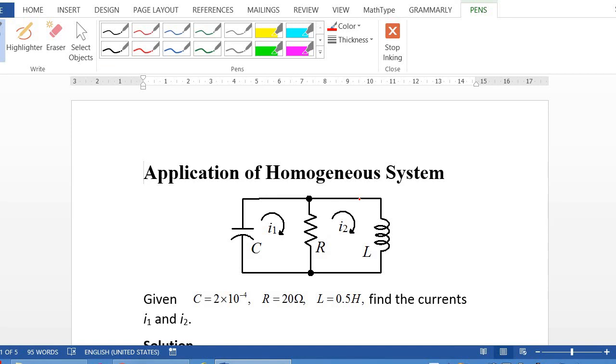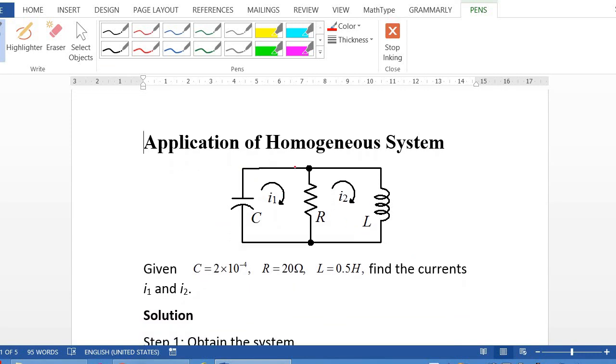Today I'm going to talk on the application of the homogeneous system. For example, from this given network circuit, which consists of the left loop and the right loop, C is 2 times 10 to the power negative 4, the resistance is 20 ohm, and the inductance is 0.5 Henry. Find the current I1 and I2.